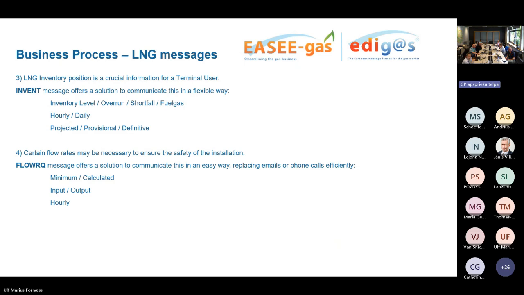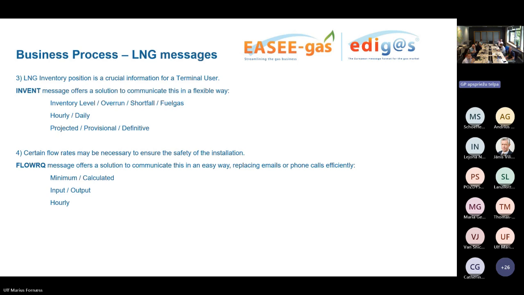The second message that we already discussed previously is the invent message, which can offer a solution to communicate the inventory level inside the LNG tank. There also, it's something that changes every hour or every day depending on the model and denomination of the terminal user. It's very crucial information for the terminal user to know where he's standing. The invent message, again, is quite flexible because it can give the inventory level, like I said, but also information about potential overrun or shortfall, and even about fuel gas.